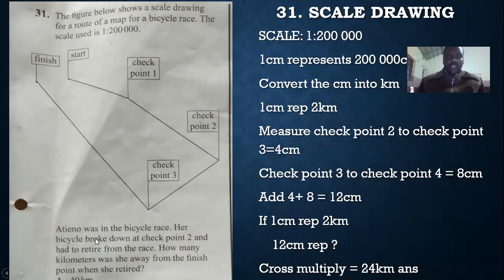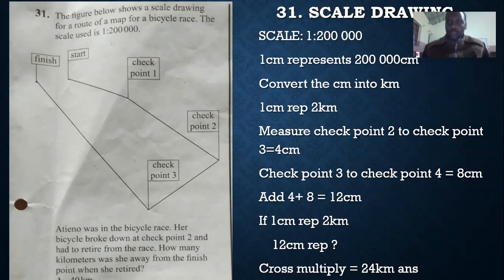And we know that is the drawing length. So we want to know the actual length now, the kilometers she had to cover. So we come back to the scale. The scale says 1:200,000. Translating 1:200,000 means 1 centimeter represents 200,000 centimeters. We have to convert the 200,000 centimeters to kilometers because we want our answer in kilometers. So 1 centimeter is the drawing length, and 200,000 centimeters is the actual length. We divide by 100,000 because 1 kilometer is 100,000 centimeters. So when we convert it, 1 centimeter represents an actual 2 kilometers.